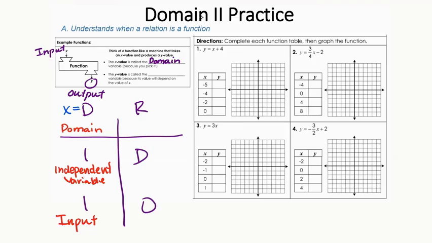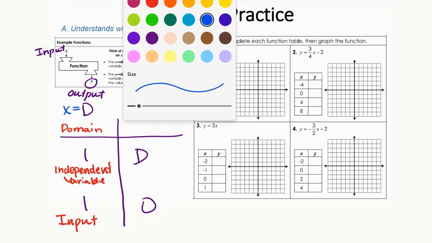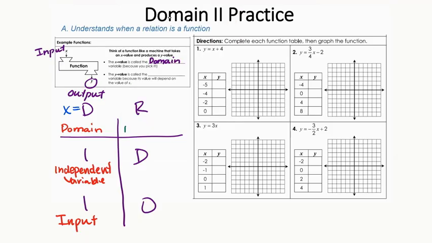Now let's look at the R. Let's change the color so you know. R is the range. The meaning of that is just the Y. D stands for dependent variable. And O stands for output.